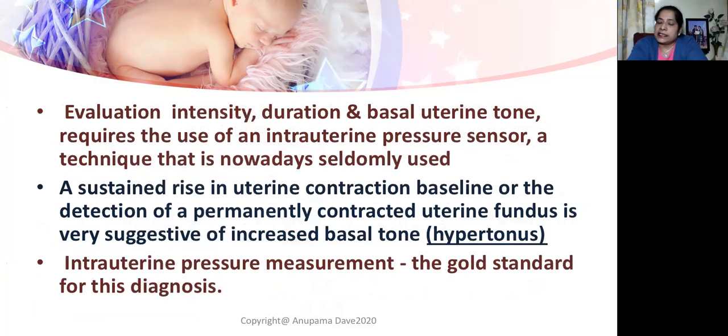Evaluation of intensity, duration, and basal uterine tone requires the use of intrauterine pressure sensor. This technique is not used nowadays. However, intrauterine pressure measurement is the gold standard. If there is a sustained rise in uterine contraction baseline, or detection of a permanently contracted fundus, this is suggestive of increased basal tone, and this is known as hypertonus. So tachysystole is different from hypertonus.